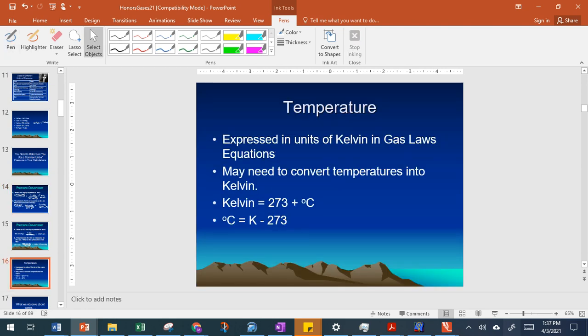Okay, with temperature, these all have to be in Kelvin to do a gas laws problem. So if you're given the temperature in Celsius, you're going to have to add 273 to get that into Kelvin. And if you're asked to find your answer in Celsius at the end, you're going to have to solve the problem in Kelvin and then subtract 273 from your answer to get the answer into Celsius after you're done. So make sure you have these written down.